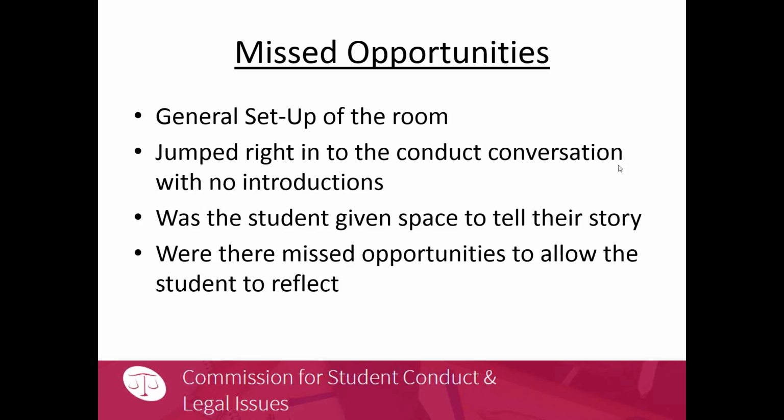The other piece is to talk to them a little bit about what your role is. So introduce yourself. What is your position at the larger institution, what is your position in the conduct system, and how will you work with them through the conduct system? Was the student given a space to tell their story?